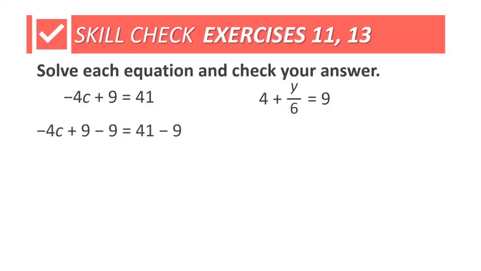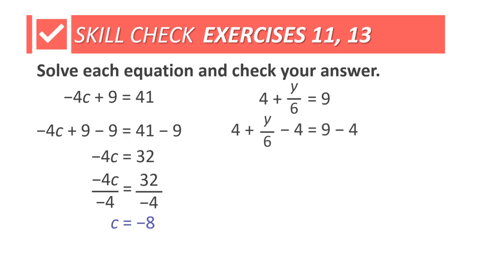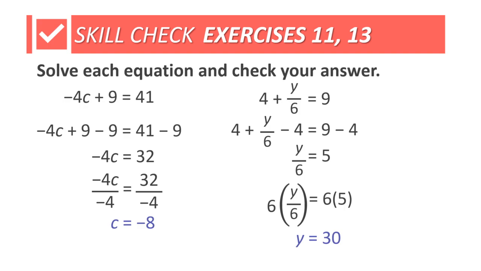All right, let's check the answer. You subtract 9. You divide by negative 4. and come up with negative 8 for the answer. And you could check that and verify that negative 8 times negative 4 is 32. 32 plus 9 is 41. I won't do the check on the other one. Okay, we subtract 4 from both sides. We have y divided by 6 equal 5, so we have to multiply both sides by 6. That gives you y is equal to 30.